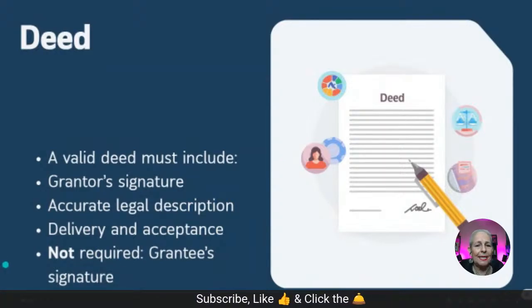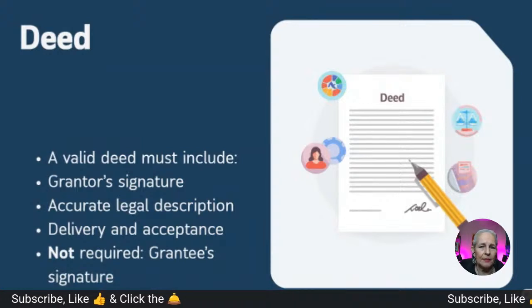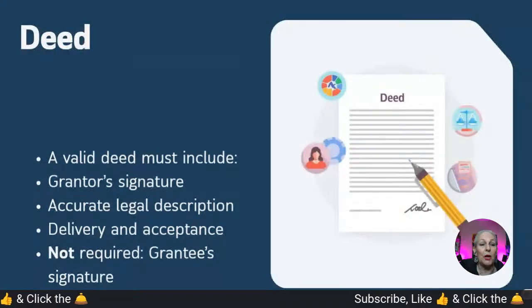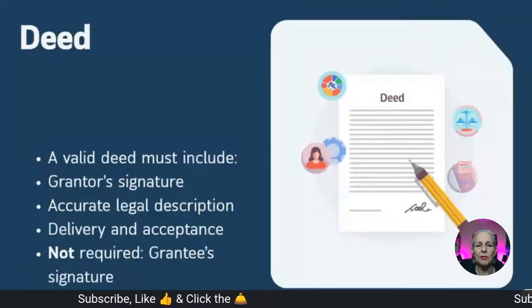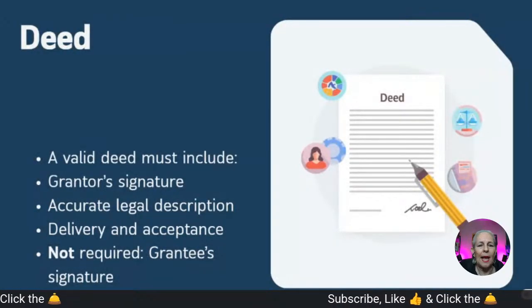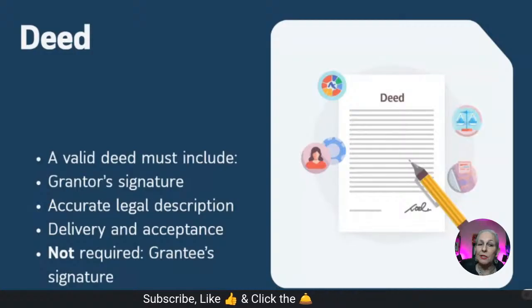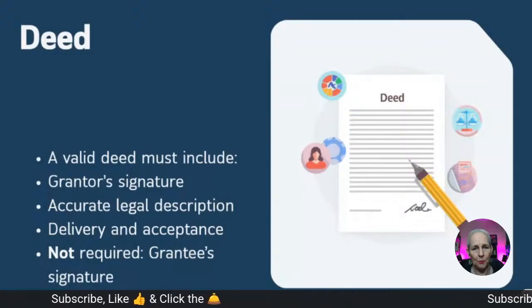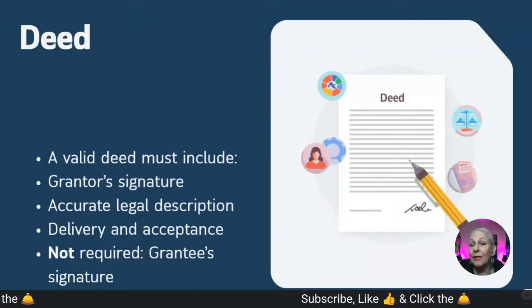So what is a deed? A deed, seller signs. It conveys to the other party, to the buyer. A valid deed must include a grantor's signature, seller's signature, right? Owner's signature. Accurate legal description. So what is it? Is the legal description the address? No. The address could be wrong, or it may not have an address. Like sometimes acreage doesn't have an address.